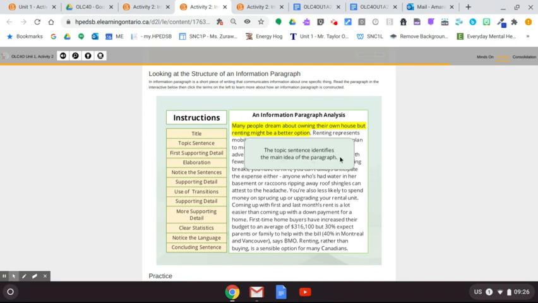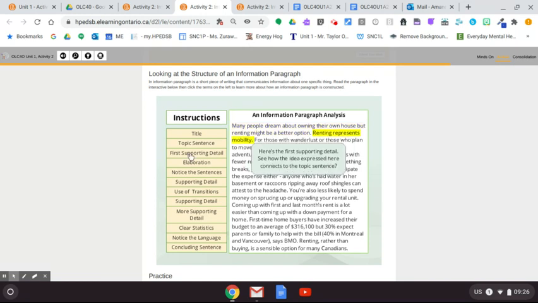But what does a topic sentence do? Basically, it identifies the main idea of the paragraph. So let's look at this one. Many people dream about owning their own house, but renting might be a better option. So what do you think this paragraph is going to be about? It might be about home ownership and renting, right? Or how renting is a better option. So our topic sentence kind of directs our thinking into what we're going to learn about.